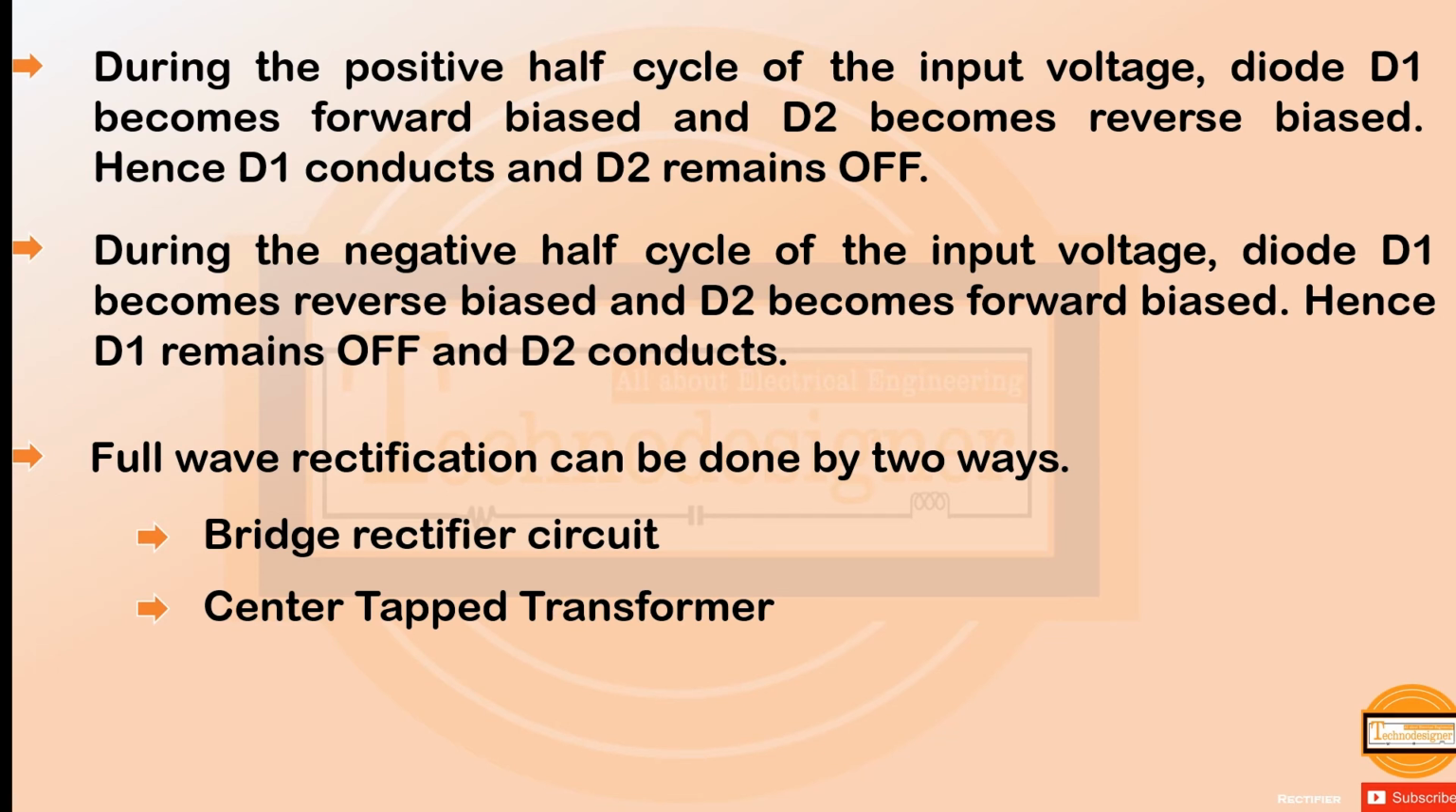During the positive half cycle of the input voltage, diode D1 becomes forward biased and D2 becomes reverse biased. Hence, D1 conducts and D2 remains off. During the negative half cycle of the input voltage, diode D1 becomes reverse biased and D2 becomes forward biased. Hence, D1 remains off and D2 conducts. Full-wave rectification can be done in two ways: using a bridge rectifier circuit, or using a center tapped transformer.